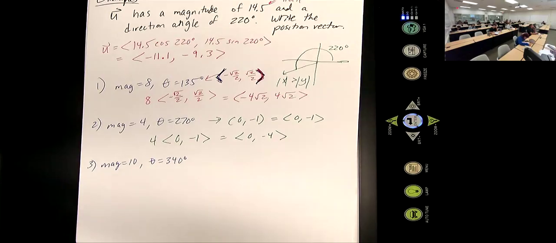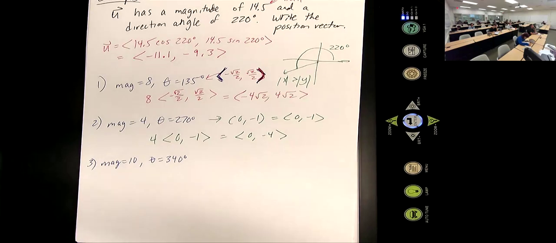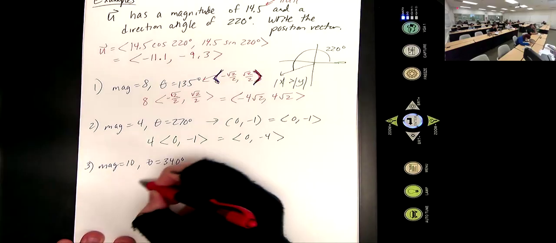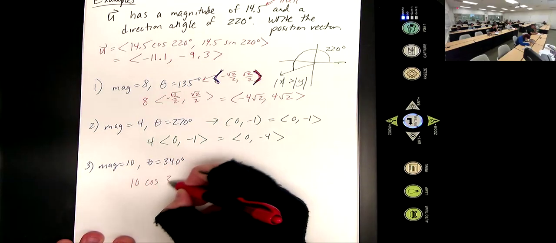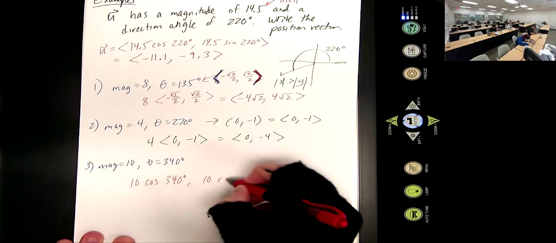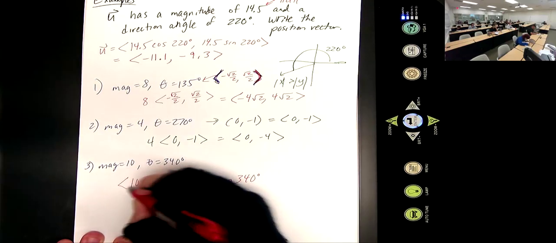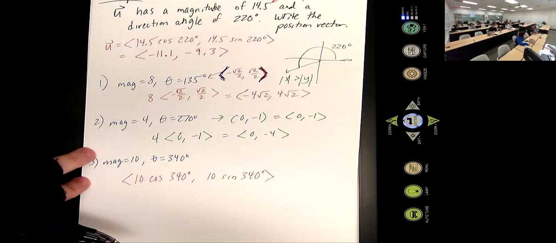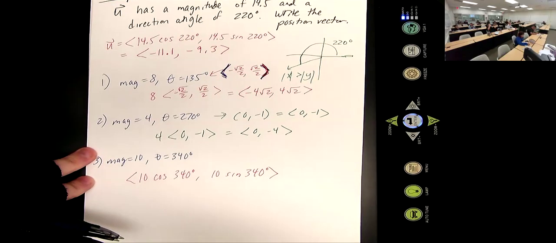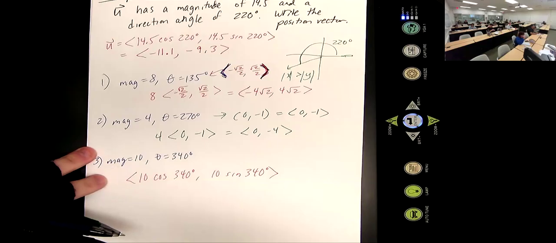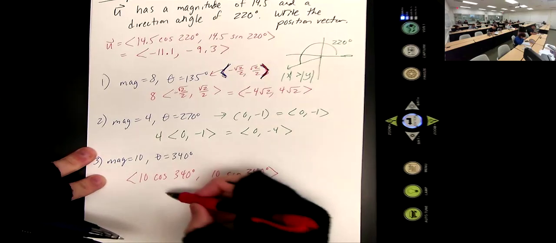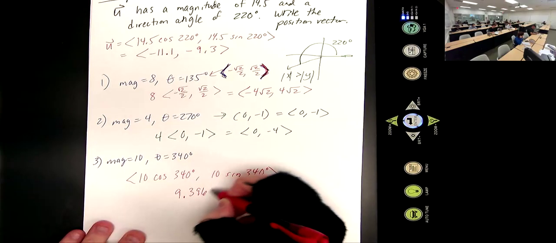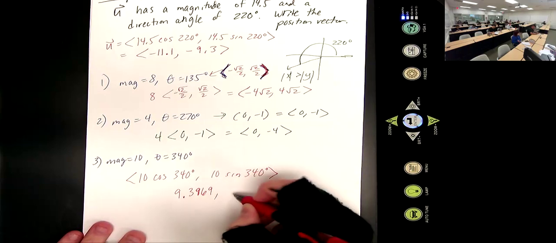For anything I don't need it on, I avoid it, but this one we need it, since I don't know the cosine of 340. So we're going to have 10 times cosine of 340 and 10 times sine of 340. Who's worked this out already? What is it? I did 4 decimal places, so 9.3969 for the X, and then for the Y, negative 3.4202.